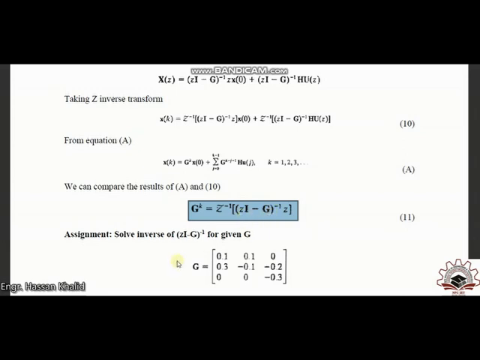If you have been given the information regarding this G, this is an assignment for you guys. You need to solve the 3 cross 3 matrix and find the value of the state transition matrix, that is G of k or psi of k. Best of luck. I hope you will be able to find this as a specific example. When you do, just comment the answer below in the comment section, or email me your answer as well.